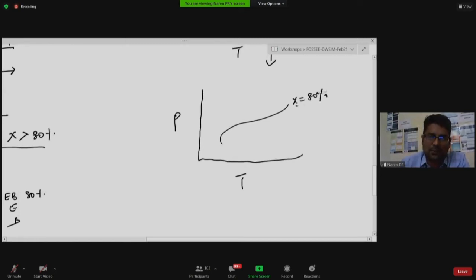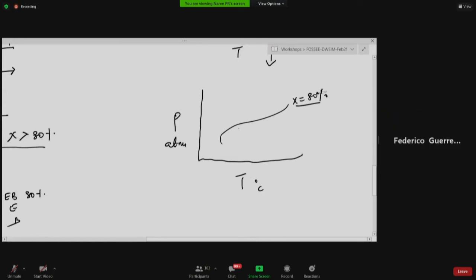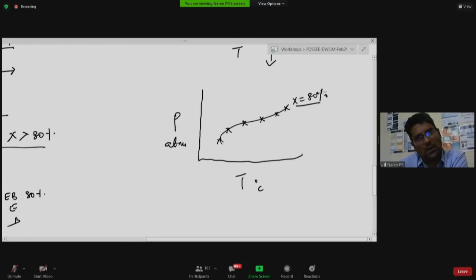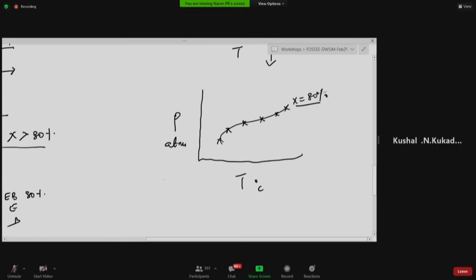If I give a curve like this, what do you understand? What is the understanding of this curve? Suppose this curve is pressure versus temperature, in, say, atmosphere. Increase in pressure and temperature leads to 80% conversion, meaning conversion is increasing, I think so. No, all these points are at 80% conversion. At a particular temperature and pressure, the conversion will be 80%.